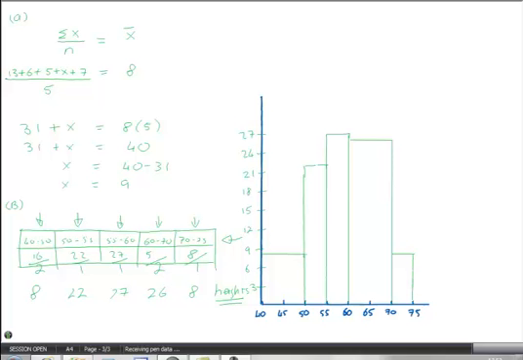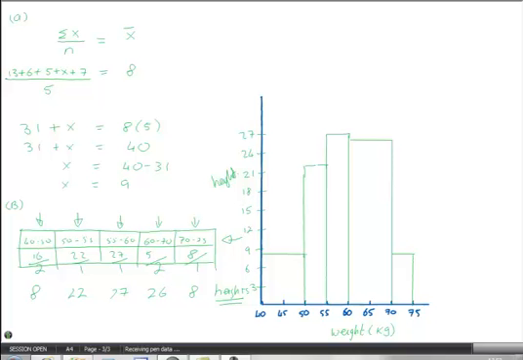Of course, don't forget to put in your labels. The bottom axis is going to be weight in kilograms, and the vertical axis is your height.